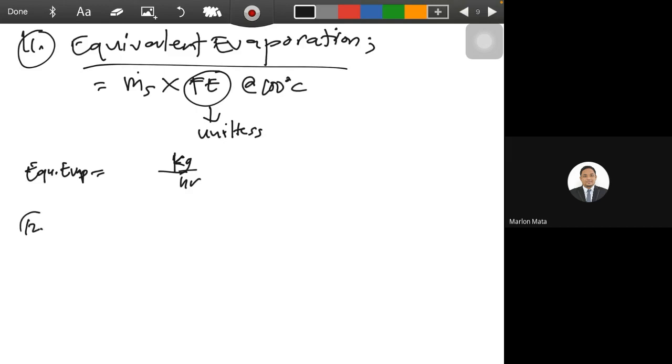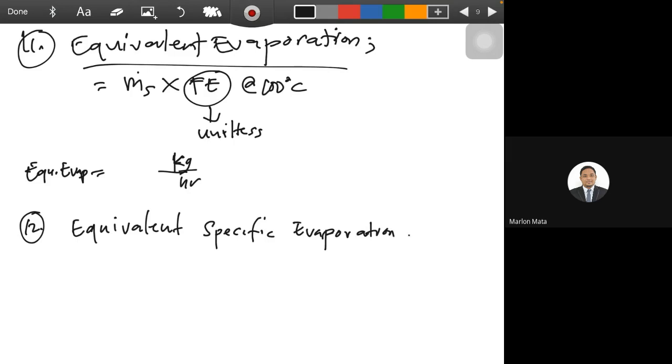We have formula number 12. We have now equivalent specific evaporation, take note of terms. So it uses the actual specific evaporation, which is ms over mf times factor of evaporation. Okay, so of course, since this factor is unitless, this is in unit of kilogram steam per kilogram fuel.